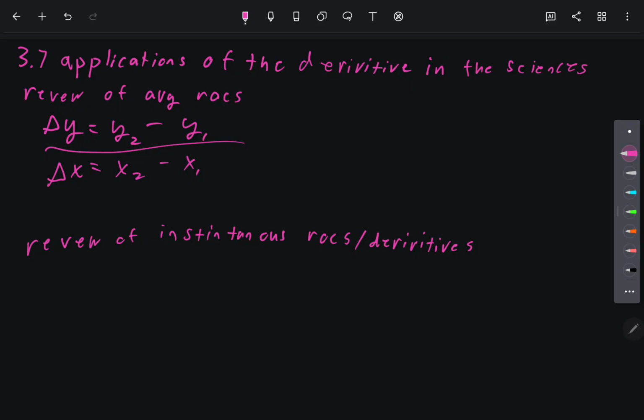If we want to know the instantaneous rate of change, we take the limit as x2 approaches x1 of the change in y over the change in x, and that gives us dy/dx. But all of these things have in common that they're rates of change. And why is this important? We're going to be seeing this rate of change in several of the following fields.